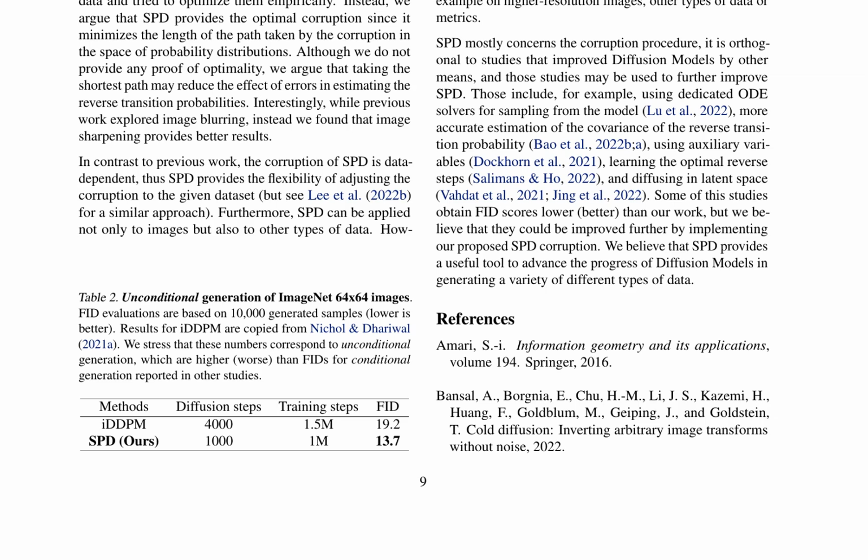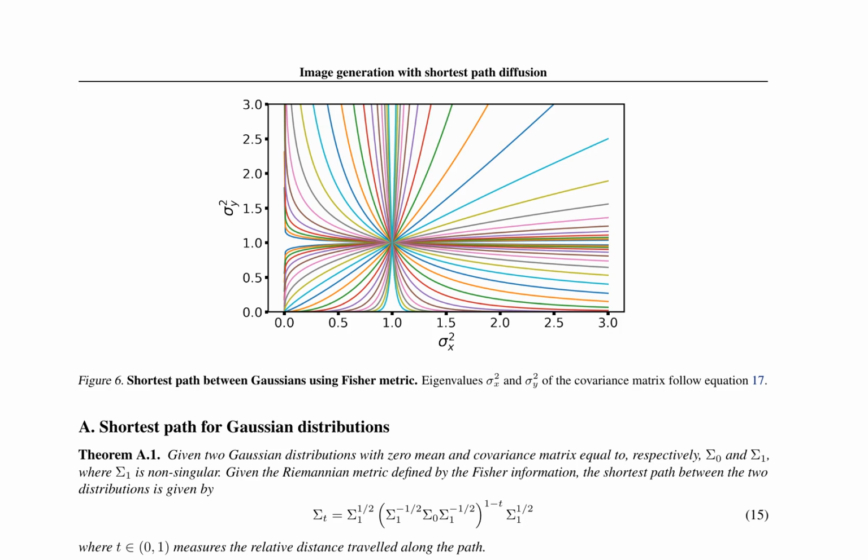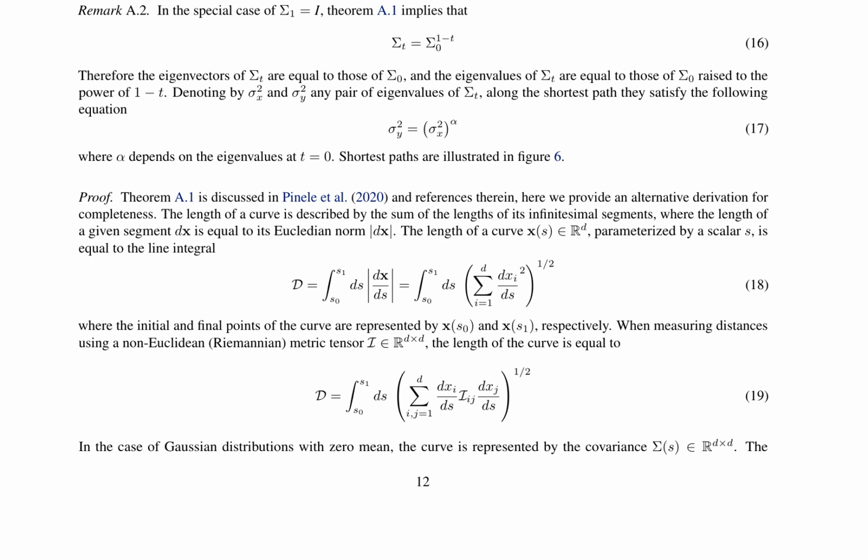The key advantage lies in its unique data corruption procedure, applicable to various data types. However, SPD's complexity scales quadratically with data dimension, which can be reduced with a strong prior on covariance. The authors acknowledge limitations, such as the shortest path computation being specific to Gaussian distributions, and highlight the potential for combining SPD with other methods to further improve diffusion models.